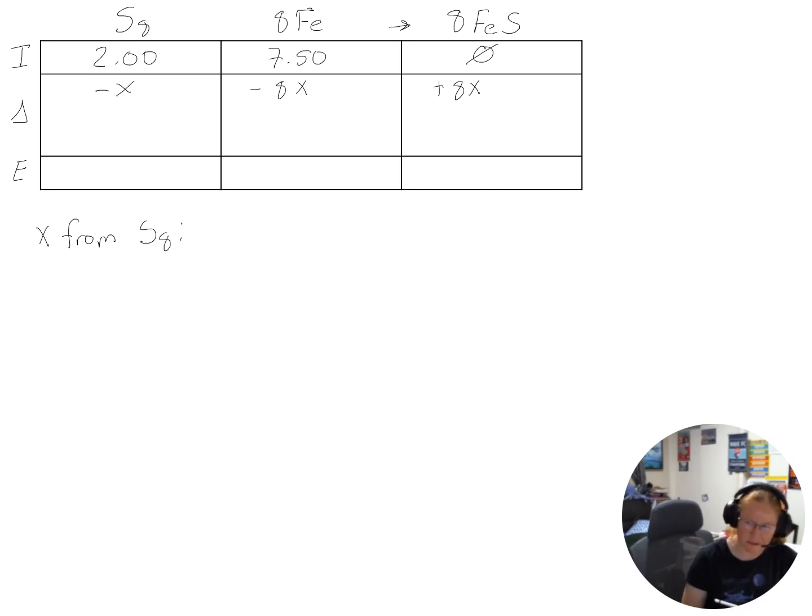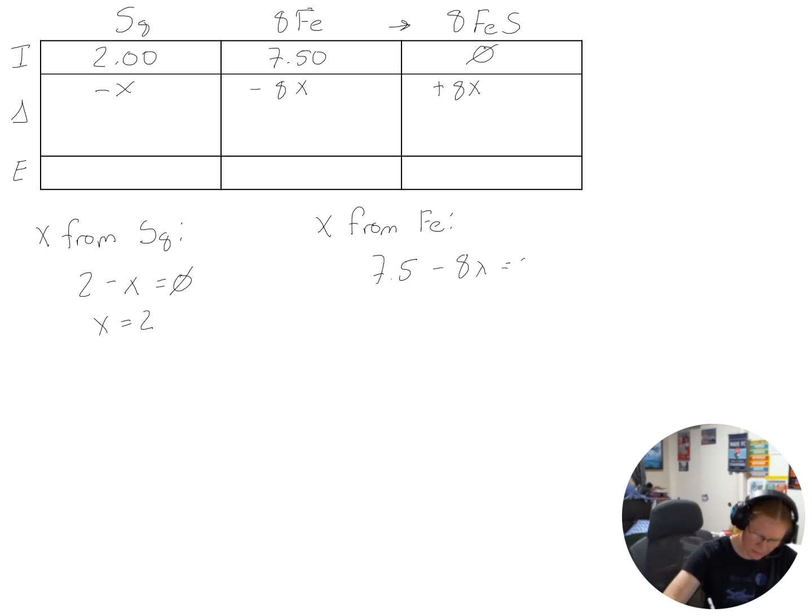So what would x be if it was from the sulfur? Well, I have 2 minus x would equal 0. And so x equals 2. Okay. All right. What about x from my iron? All right. Well, I have 7.5 minus 8x equals 0. So x equals 0.9375. So what's smaller, 2 or 0.9375? If you said 0.9375, you are correct. So this has to be our x because it's the one that's smaller.